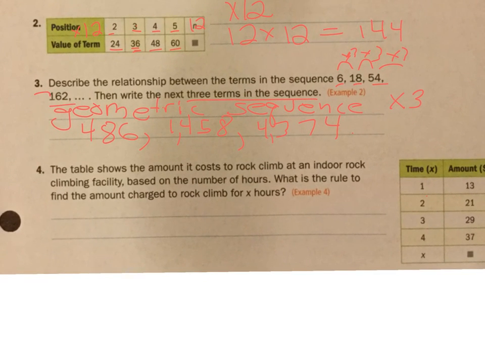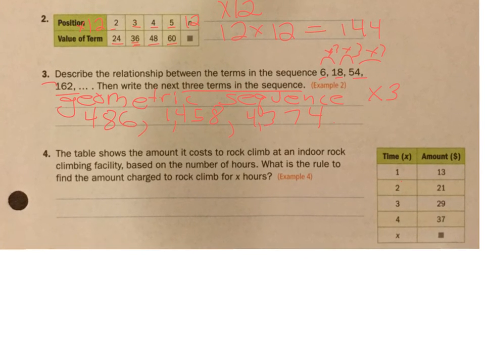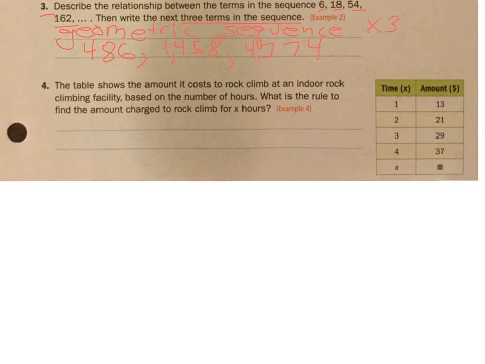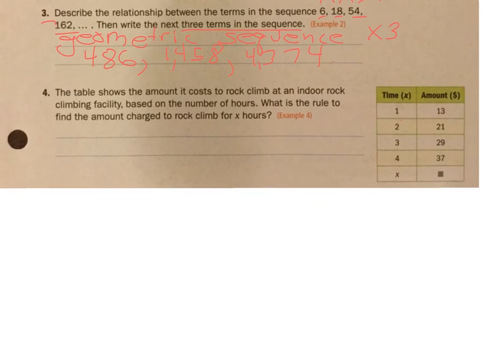The table shows the amount it costs to climb at an indoor rock climbing facility based on the number of hours. What is the rule to find the amount charged to rock climb for X hours? Okay, so it wants me to figure out what am I going to do? What am I going to do to figure out my function that will get me to that, no matter what this is?